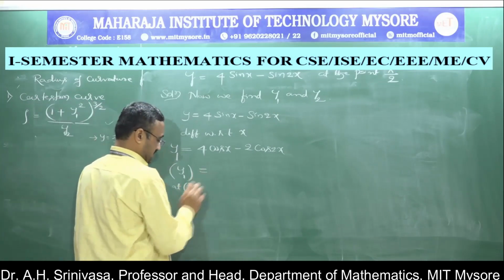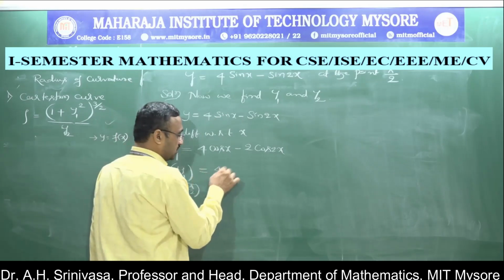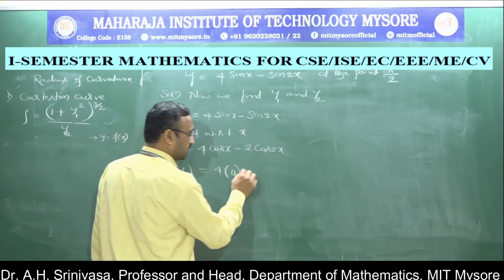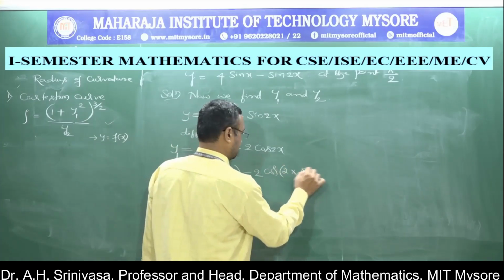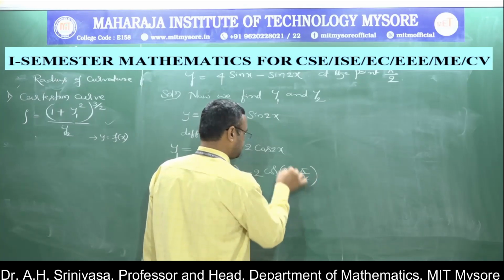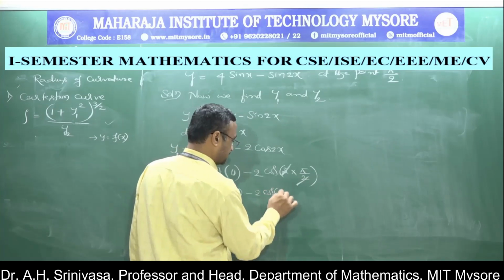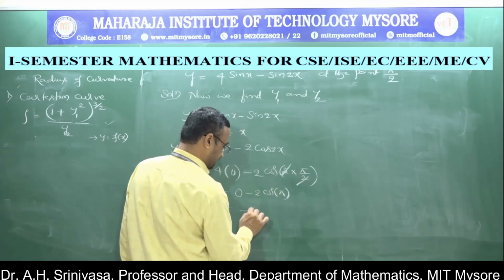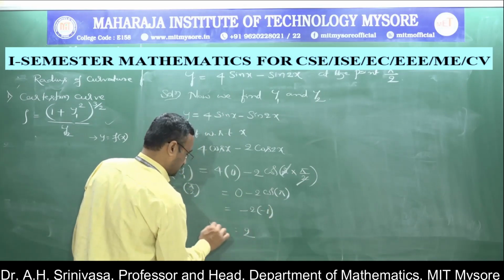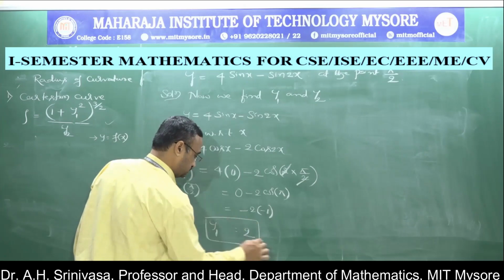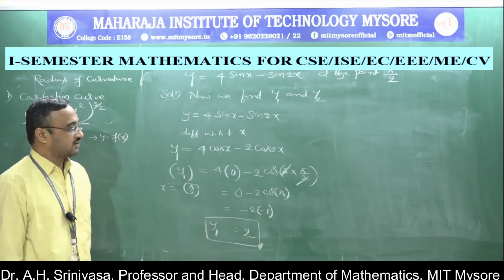At x equal to pi by 2, what happens? Cos 90 is 0 minus 2 times cos 2 into pi by 2. Cancel out this. 0 minus 2 times cos pi. What is the value of cos pi? It is minus 1. We get y1 equal to 2. Okay. So now I got the value of y1.